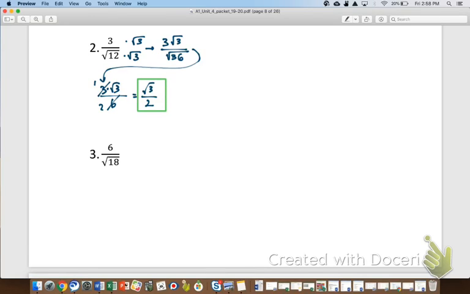And to be honest, like that's really all we're doing. We're just changing the form. So we do want to go to the most simplified form.